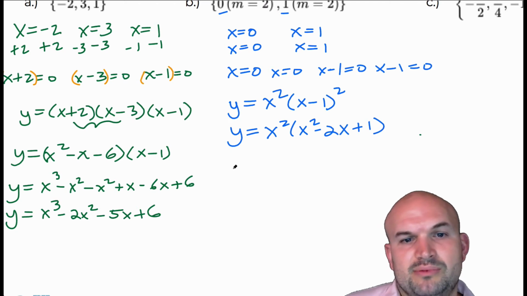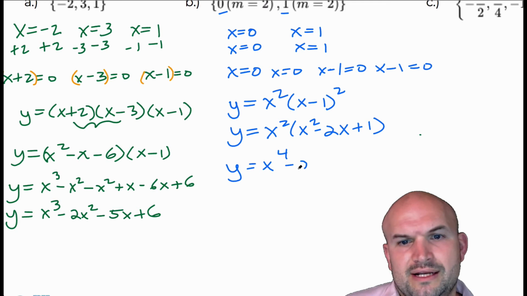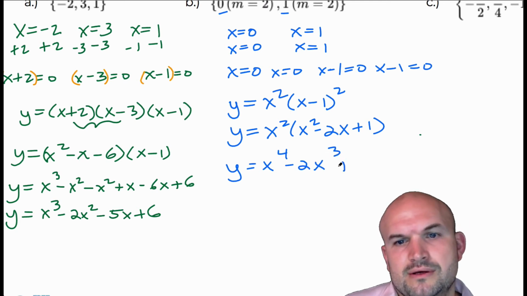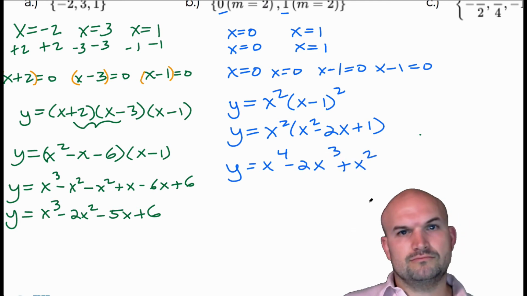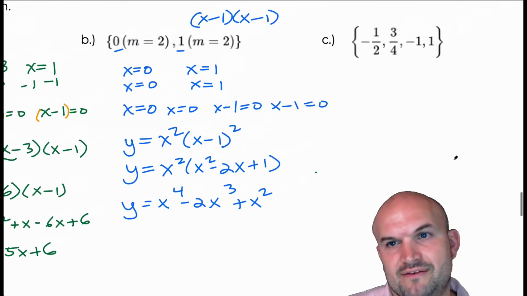Okay, and then we can just apply distributive property here. And we get x to the 4th minus 2x cubed plus x squared. Boom, done. And again, it could be y, it could be f of x, whatever may be the case.